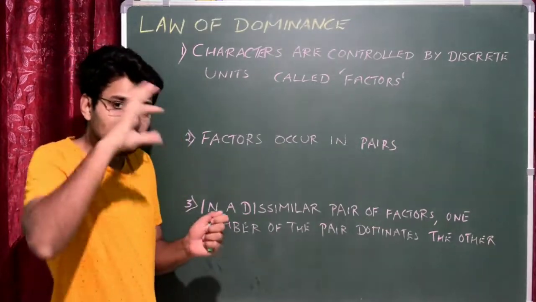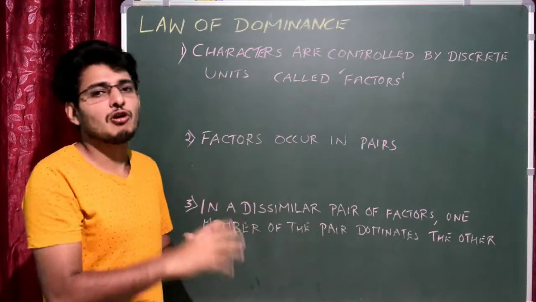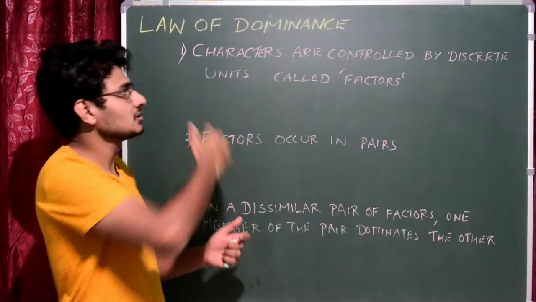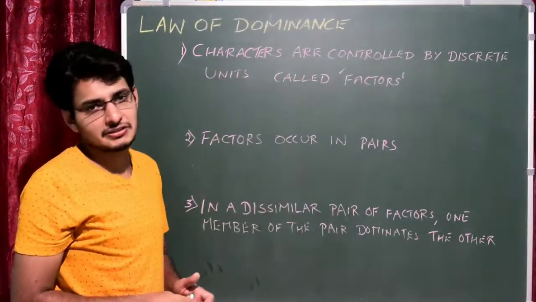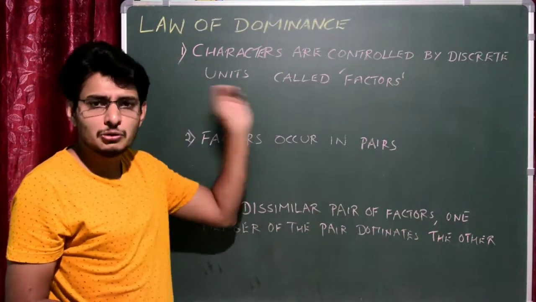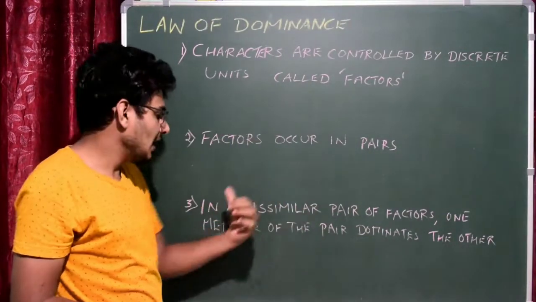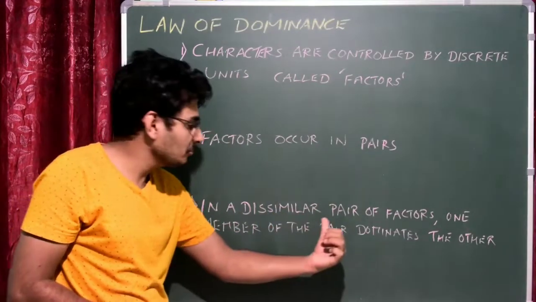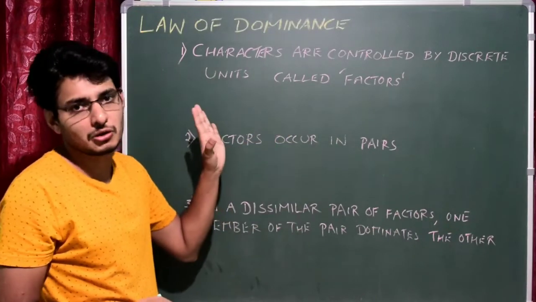Okay. See, within that one law you can see three important sentences which are formulated by Mendel himself. So you have to learn all three. If the question is like this, define Mendel's law of dominance, you have to write all these three sentences. It's very simple, very easy. Okay, so characters are controlled by discrete units called factors, and then factors occur in pairs, and then in a dissimilar pair of factors, one member of the pair dominates the other. You know about it already because you know about the monohybrid cross experiment.